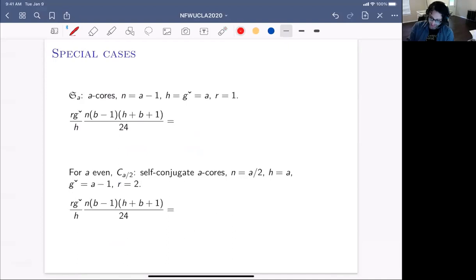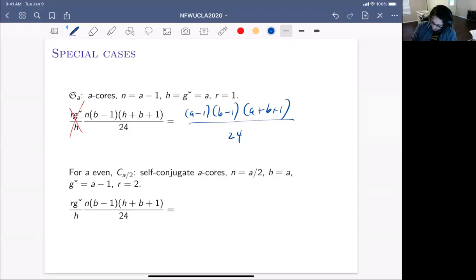So in type A, where things are simply laced, this thing goes away because g check is just h and r is just 1. Now n is a minus 1, b is still b, h is a, and then 24 is 24. We'll say more about 24 in a quick sec as we finish. And so we get Drew's formula there.